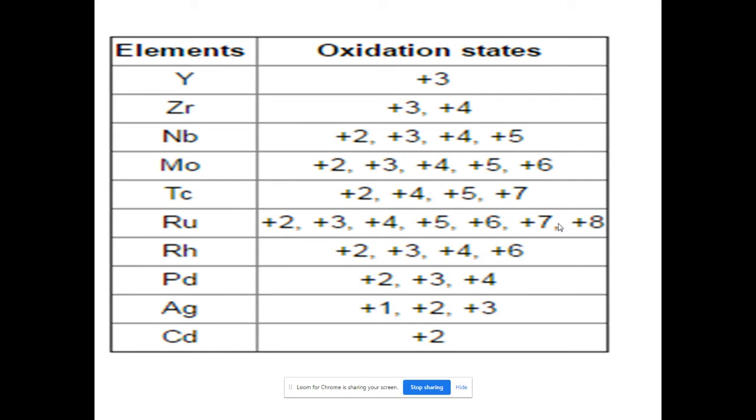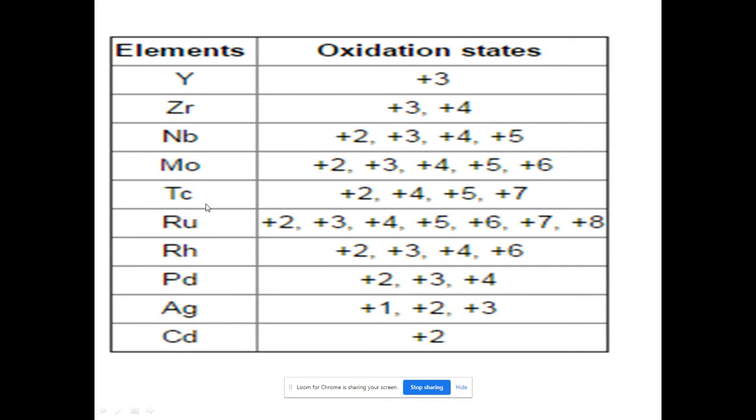In 4D and 5D series, the higher oxidation states are gradually more stable than those of the elements of 3D series. See, the first element yttrium exhibits the oxidation state of +3. Next one is zirconium, +3, +4. Next element is niobium. It exhibits variable oxidation states of +2, +3, +4, +5. And the next element is molybdenum. It too exhibits different oxidation states from +2 to +6.